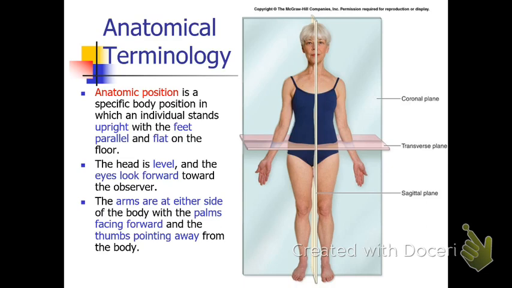And here is an example of anatomic position. What you see is that the individual is standing up. Their feet are parallel and flat on the floor. The head is looking forward, eyes looking forward, and their arms are down to their side with the palms facing forward and the thumbs pointing away from the body.